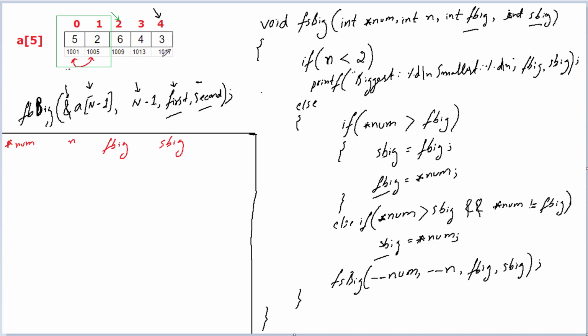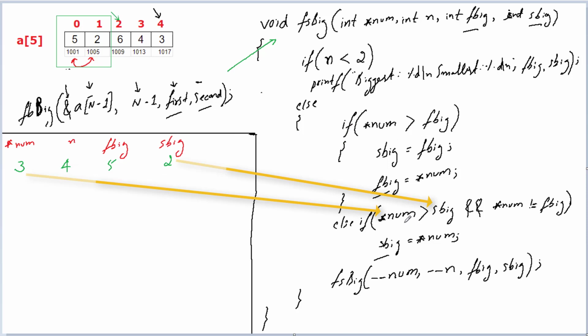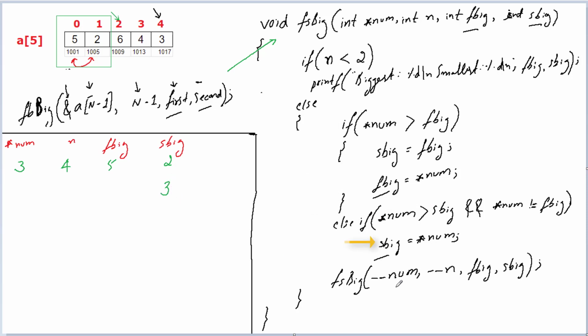So this points to the last index, and since we have star num here, it fetches the value present at that address, which is 3. So n minus 1 is 4. So first f big and s big: f big is 5 and s big is 2. So now the control is transferred to the function. So 4 is not less than 2, so else block code executes. So 3 is not greater than 5, so this block of code inside if doesn't get executed. So let's check the else block. So 3 is greater than s big and 3 is not equal to f big. So transfer the value of star num to s big.